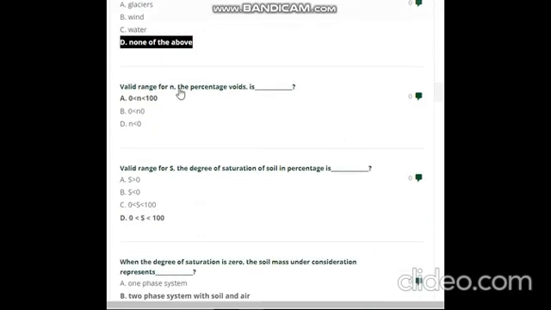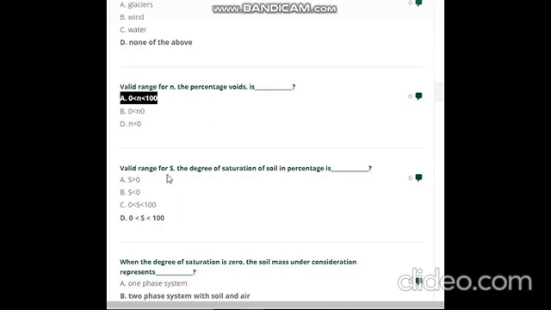Which of the following types of soil is transported by gravitational force? Tulls. Residual soil are formed by none of these. Valid range for n, the percentage voids, is 100 greater than n greater than 0. This is the percentage void.